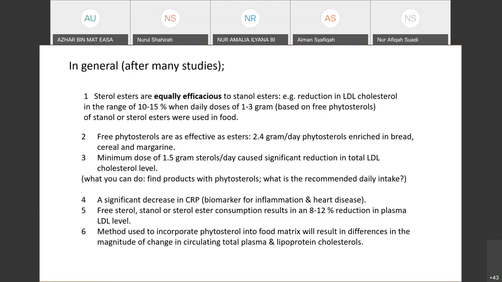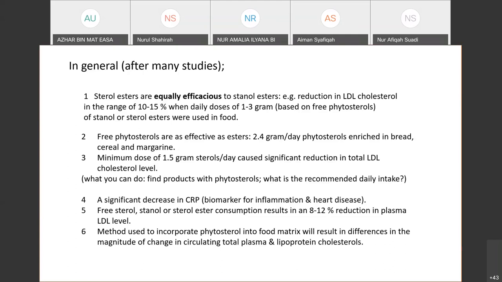Number five, free sterol, stanol, or sterol esters consumption results in 8 to 12% reduction in plasma LDL. Okay. Six, the method used to incorporate phytosterol into food matrices will result in differences in the magnitude of change in circulating total plasma and lipoprotein cholesterol. So it also depends on the food matrices and methods to incorporate that phytosterol. Well, the detail I don't have, but you can browse if you like.